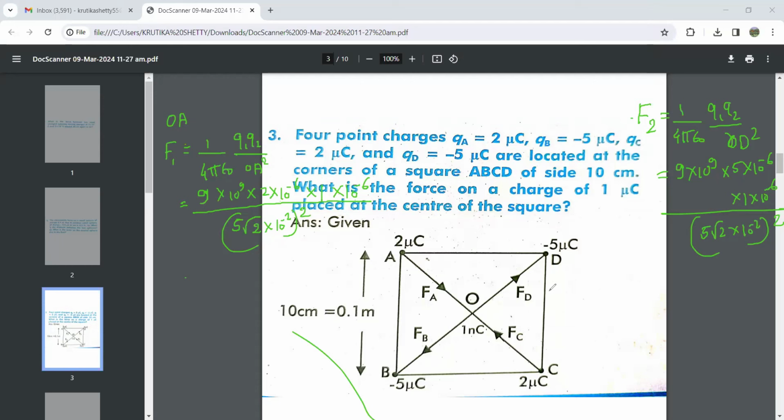Yes, F1 and F2 calculation. Do it and tell me what answer you are getting. So 9 2s are 18. 18 divided by 5 root 2 squared. 5 5s are 25, root 2 squared cancels to 2, so 25 into 2 is nothing but 50.